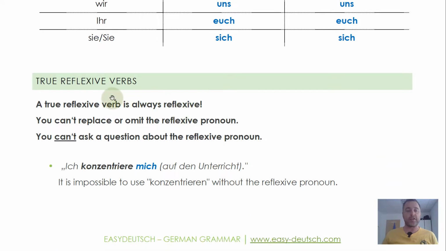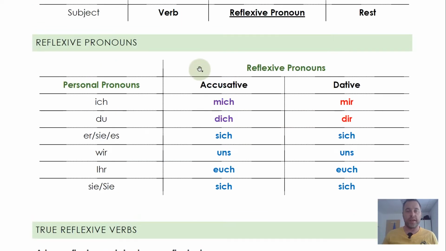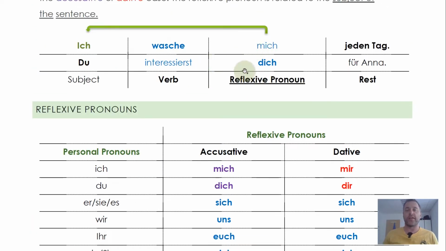And again, like I told you, true reflexive verbs are always reflexive. So that means you always have to put this reflexive pronoun in there. And what makes them different from the partially reflexive verbs is also you can't replace or omit the reflexive pronoun here. So you cannot leave it out. For example, with this one here, we had ich wasche mich, but you could also say ich wasche mir die Hände. So I wash myself or I wash my hands. And here we can replace this with something else, and then it's not true reflexive.